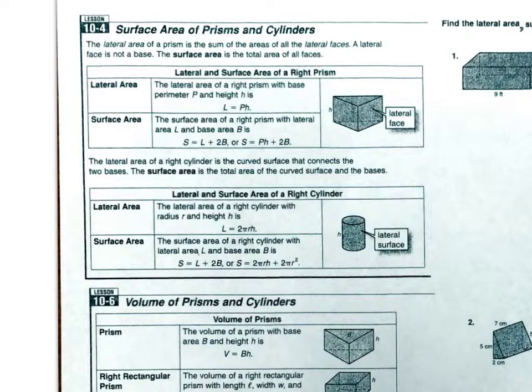And we have formulas to find lateral and surface area of right prisms. A right prism, it's a prism that forms a right angle with the floor, with the base, okay? And also we're going to be talking about cylinders. The lateral area and the surface area of a right cylinder because it forms a right angle with the base.